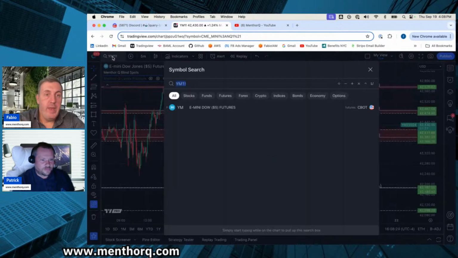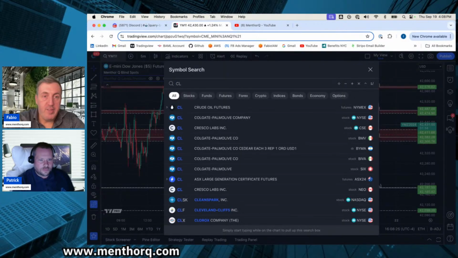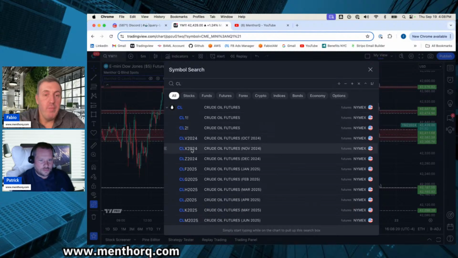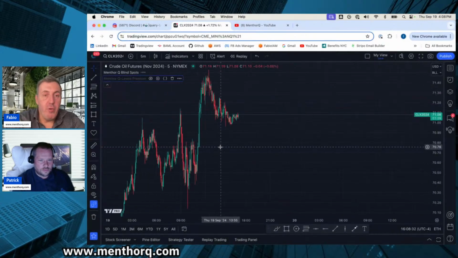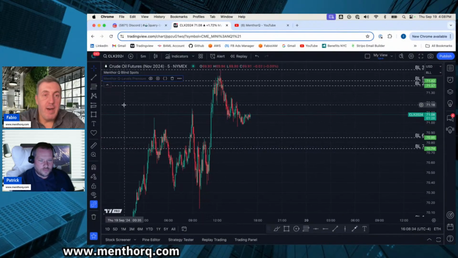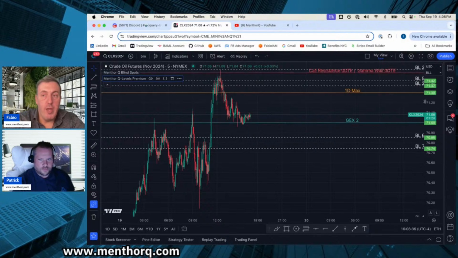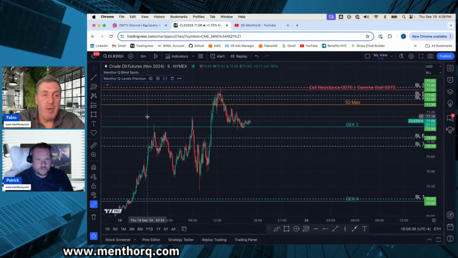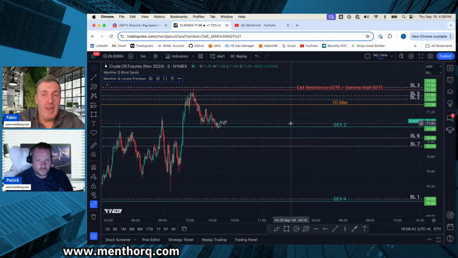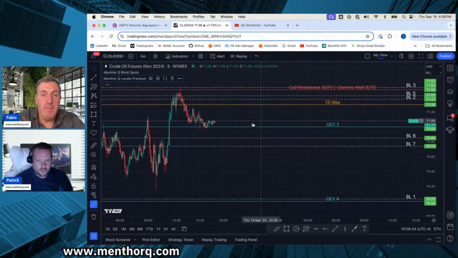Yeah. And then we can move out and look at a completely different asset, right? So let's go on crude oil. Again, with crude oil, obviously we have our gamma levels. Here we have our two indicators, our blind spots and our crude oil levels. As you can see today, first we have a big break of the 1-day max, and then we go all the way up to the core resistance. But then there is a lot of congestion here.